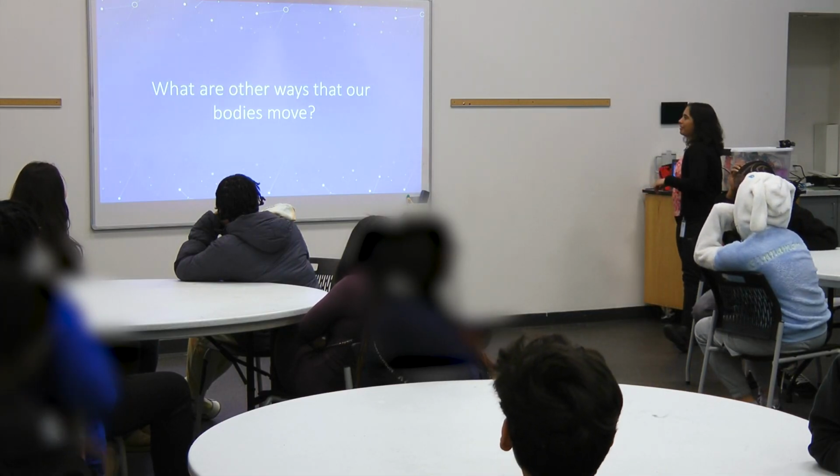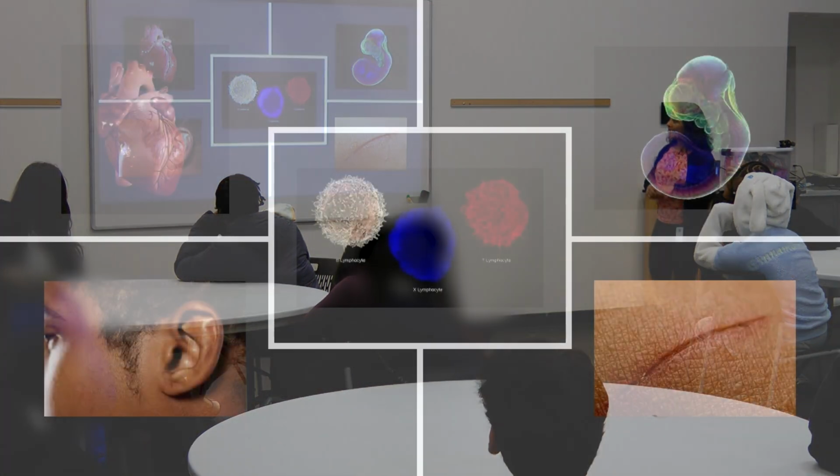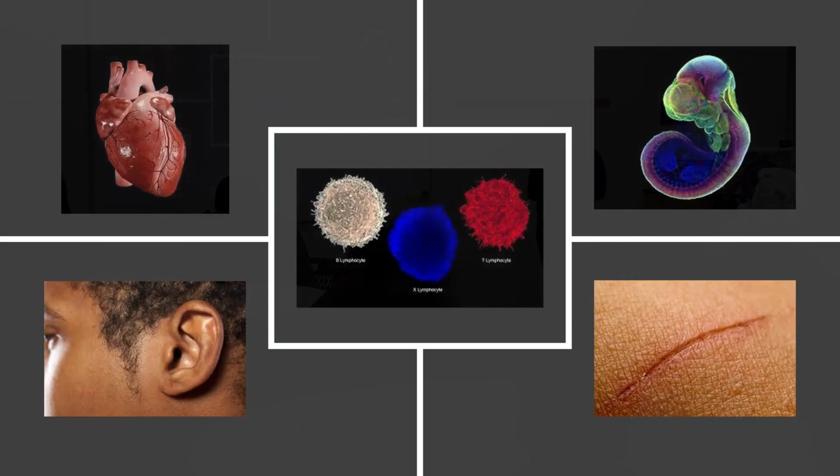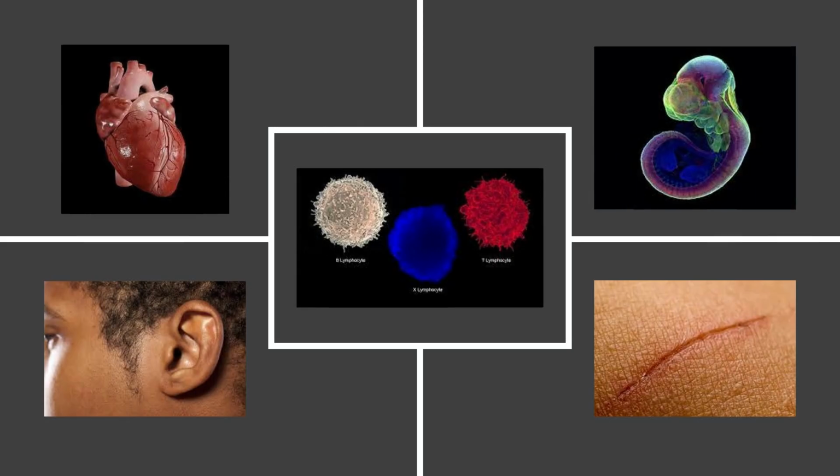So I'm going to throw out some other examples for you. We talked about voluntary motion when your brain is talking to your muscles. We also have involuntary motion of your heart muscle. Your heart muscle is just constantly beating. It doesn't need your brain to signal it to move. Does anybody know what makes our heart muscle move?